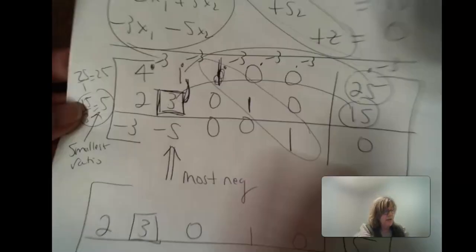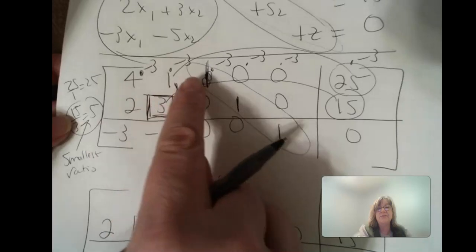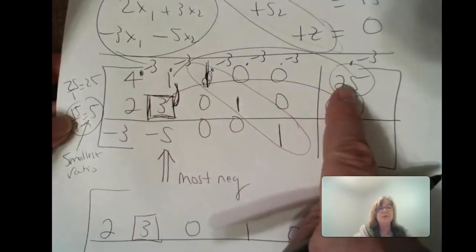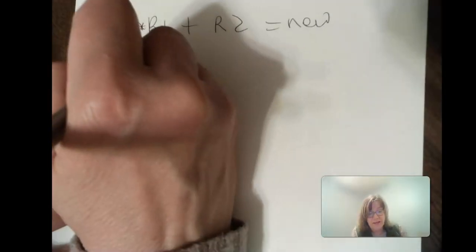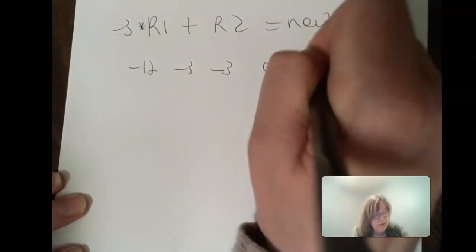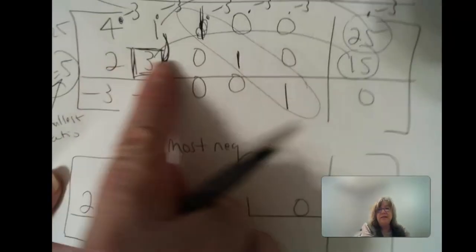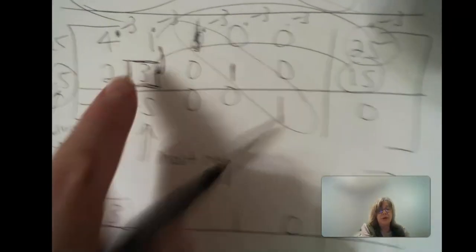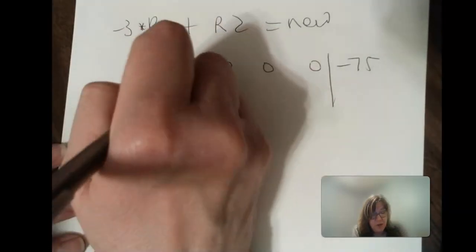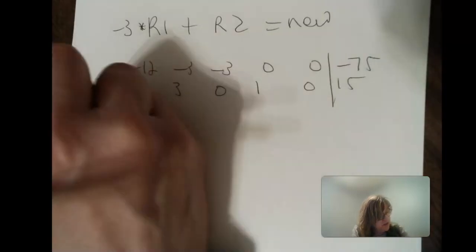All right, so what do I get when I take row 1 times a negative 3? I get negative 12, negative 3, negative 3, 0, 0, negative 75. So I'm going to write that down. Negative 12, negative 3, negative 3, 0, 0, negative 75. And I'm going to write row 2. We didn't need to multiply that because we like the 3. So I'm going to write 2, 3, 0, 1, 0, 15. And this is all on scratch paper.